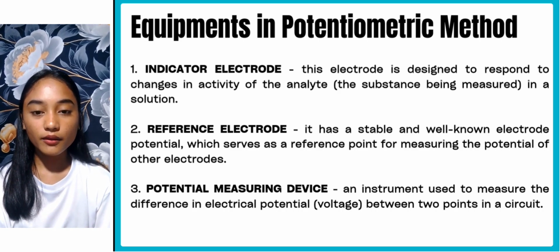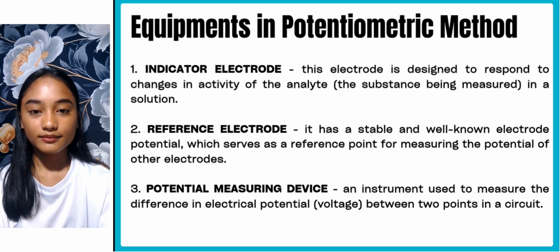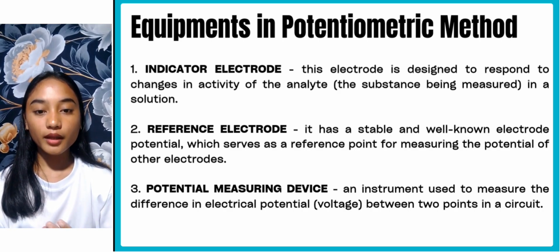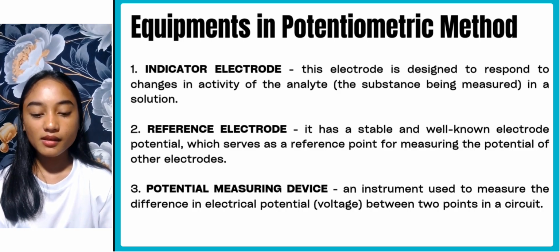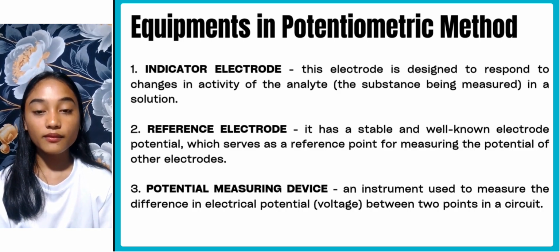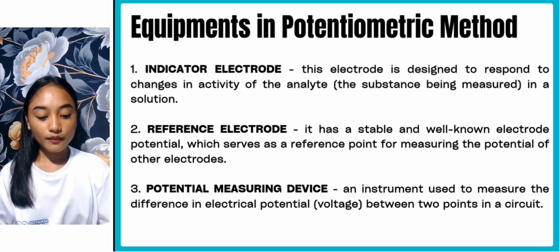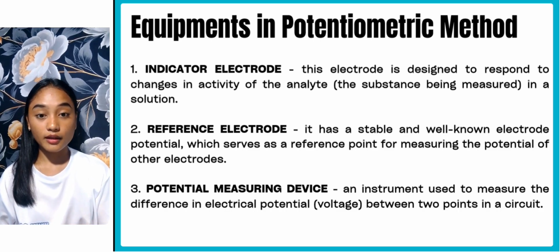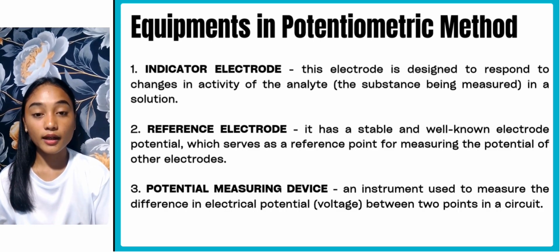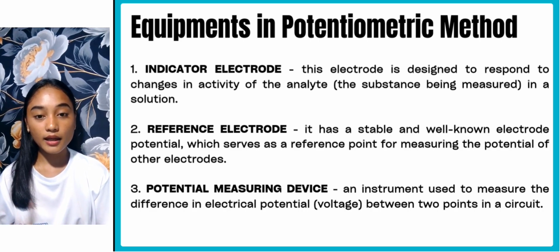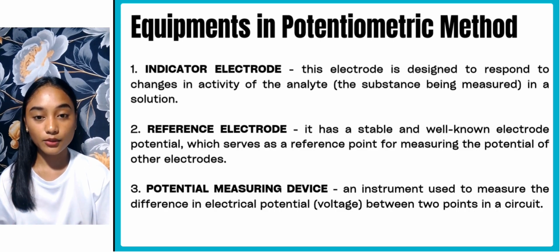Some common examples of indicator electrodes are metal electrodes like silver, copper, and platinum. The second one is the reference electrode. It has a stable and well-known electrode potential, which serves as a reference point for measuring the potential of other electrodes. So, ang reference electrode po ay hindi siya nagbabago-bago, even with the concentration or the different activities of a specific ion or an analyte in a solution. Ginagamit po ang reference electrode sa pag-measure ng ibang electrode katulad na lamang ng mga indicator electrodes.